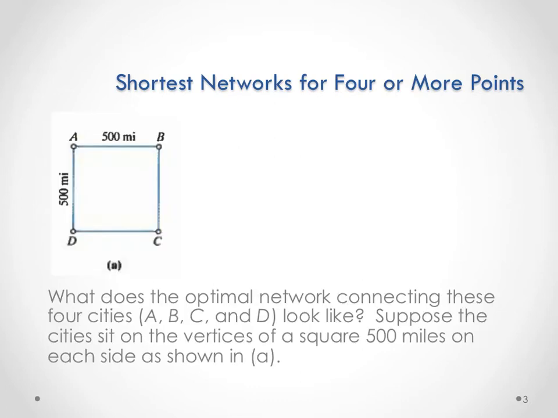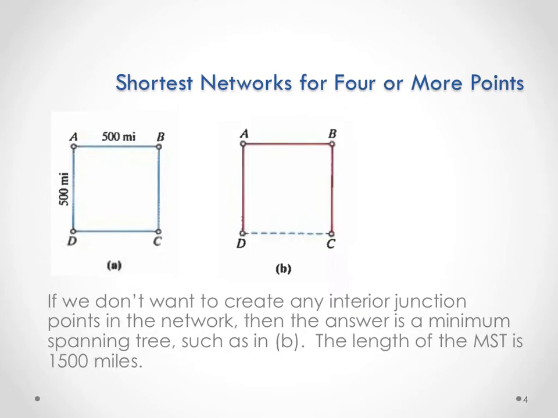So let's look at this example. Basically, we've added another city from the previous chapter's example. We've got A, B, C, and D. Each edge or each link is worth 500 miles. So what do you think the optimal network looks like for this guy? Well, we could do a minimal spanning tree, which is we go from D to A to B to C. So we could do this. That's going to result in a mileage of 1,500.